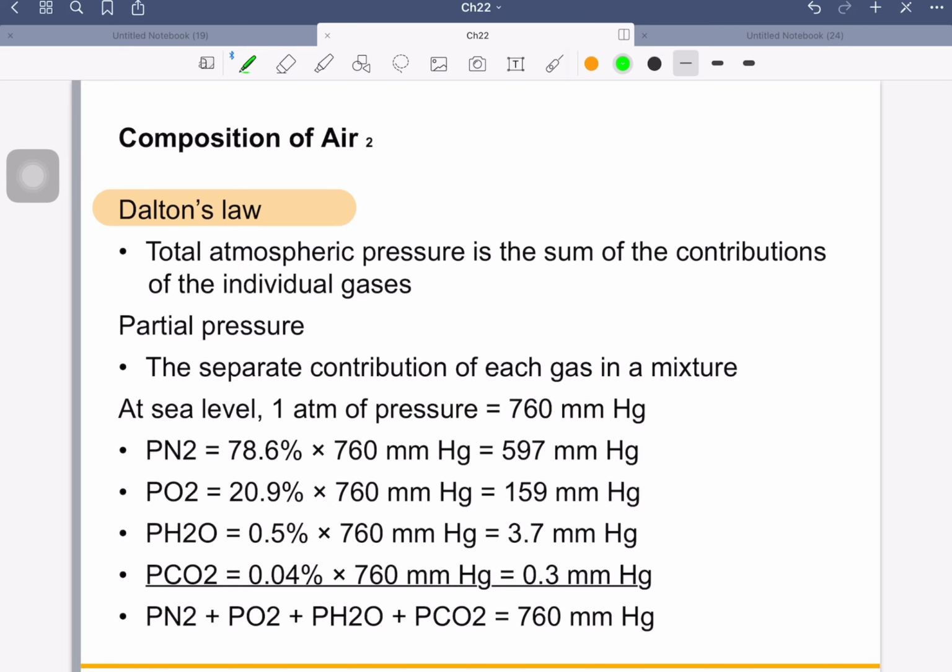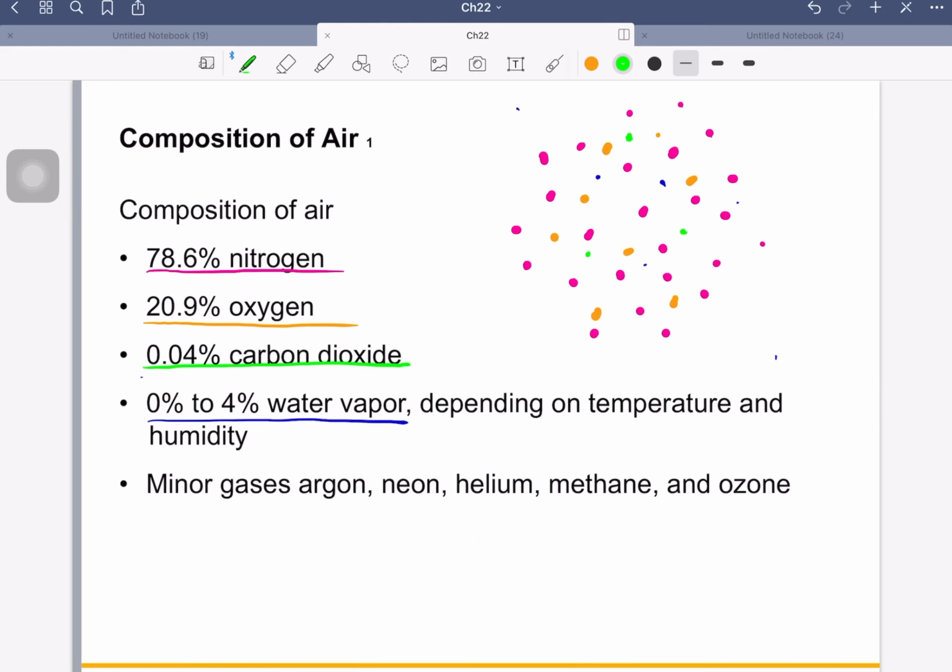In this video, we'll have a look at air and some of the basic gas laws that regulate the movement of air in and out of our lungs and also between the alveoli and the blood. So let's start, and let's just start with the composition of air.